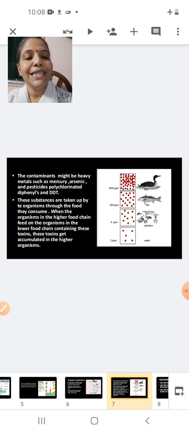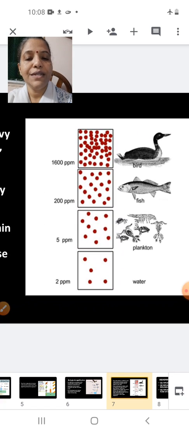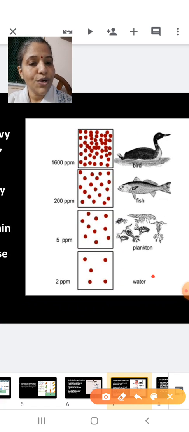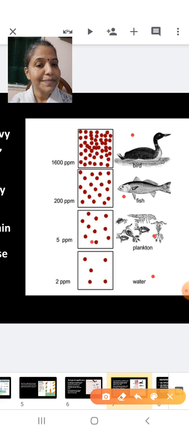Let's go to the next slide. The next slide also, it is here. You can see it is a water body. You can see that the pollutant is entering it. You can see from the water body this much. In the body of the plankton, you can see it is 5 ppm that is entering. It is eaten up by a fish, you can see that, and finally in a bird, you can see the concentration increases.